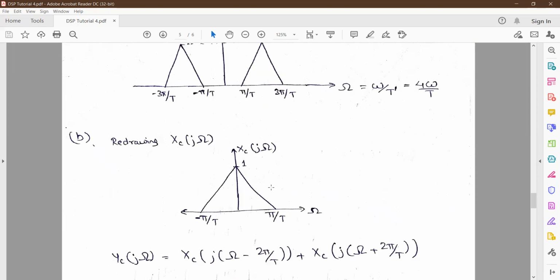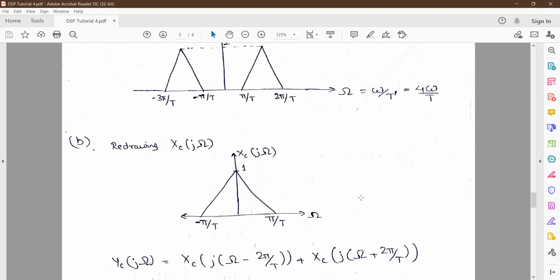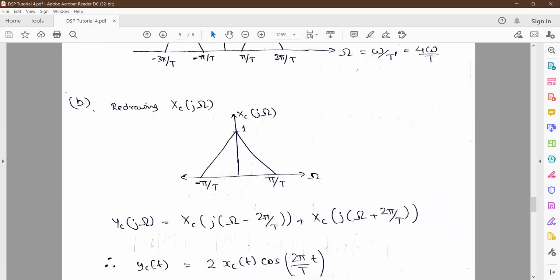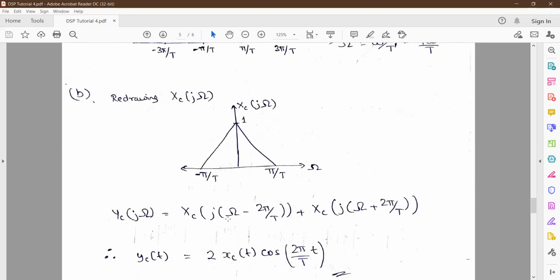Now, when we have to write down the continuous time counterpart in the time domain, that is basically small yc(t). You can see that we can multiply and divide by a factor of 2, and this expression will become similar to that of cos. So we can say it will be twice xc(t) times cos with a factor of 2π/T, right? So this will be the time period 2π/T, and this will be the final expression.